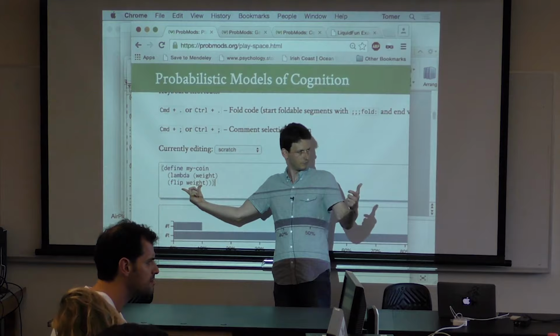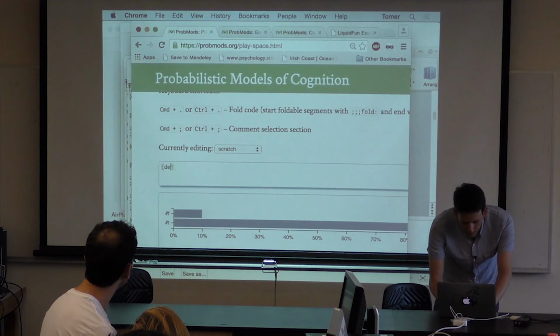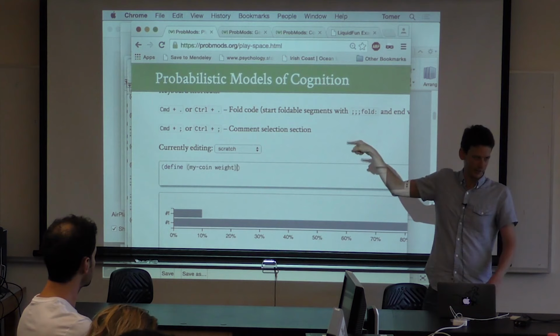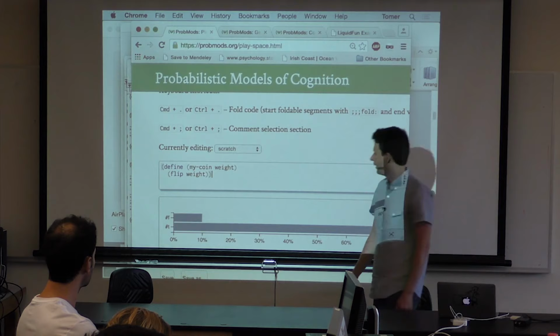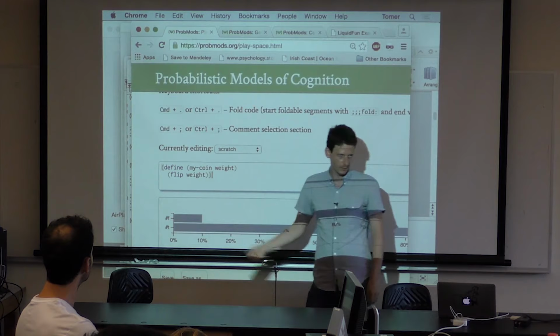The equivalent way of doing that is by writing this thing without any lambdas. You would just write define my coin. Notice the brackets there. Before we didn't have brackets around that. Define my coin weight, flip weight, like that. And now you're saying this is a procedure. You should know it's a procedure because the first thing you hit after define is a parenthesis. What sort of procedure is it? It's called my coin. It takes in weight. Again, these are equivalent.